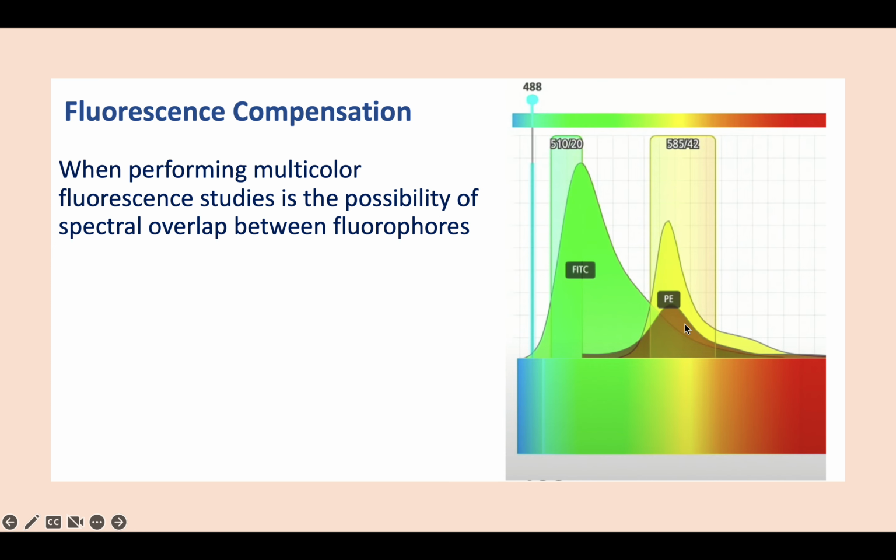In order to mitigate that, we can use something called compensation beads, where you only run single color controls in the flow cytometer, and this allows the flow cytometer software to differentiate between these two signals and correct the background due to spillover.